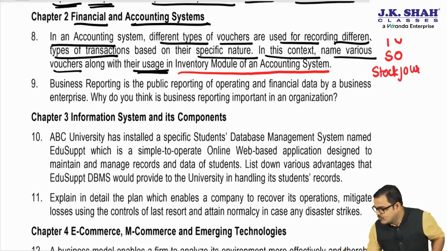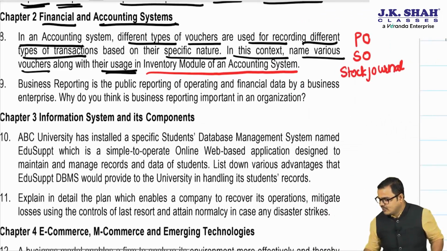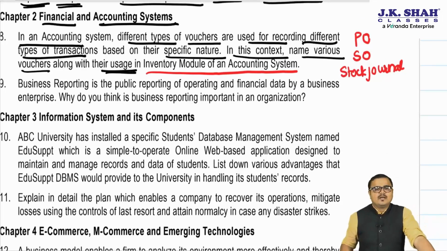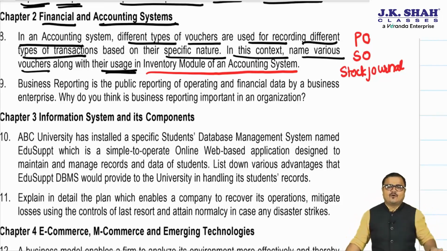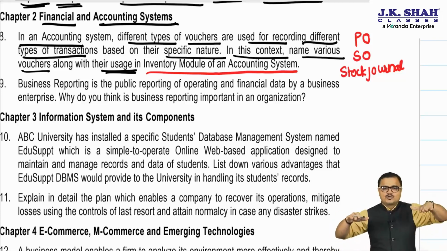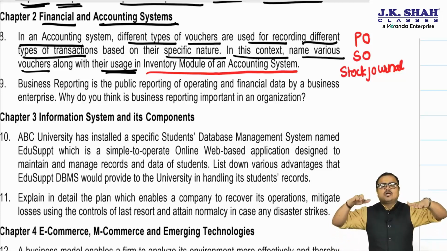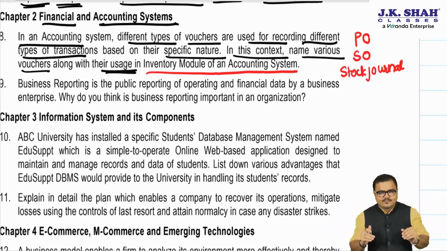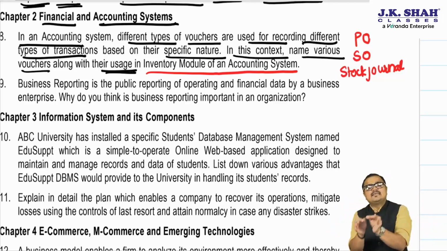Stock journal is used for what? Sir, shifting of material from one physical location to another physical location. Remember? Yes, sir. Then in order to reconcile, because many times what happens, our book records and the actual quantity of raw material do not match. There is a mismatch in this.